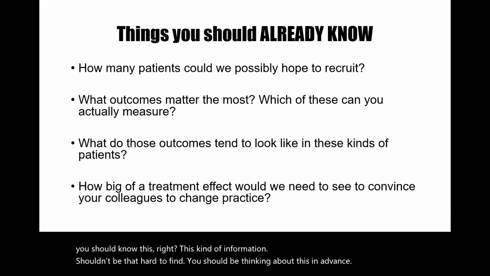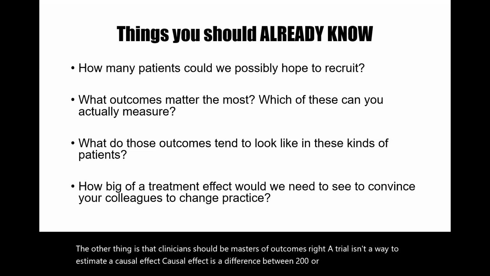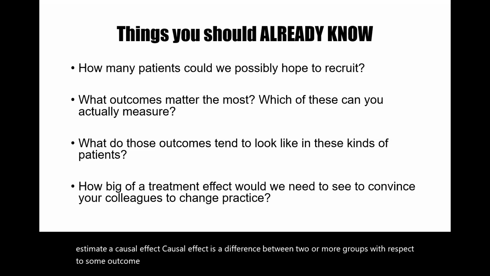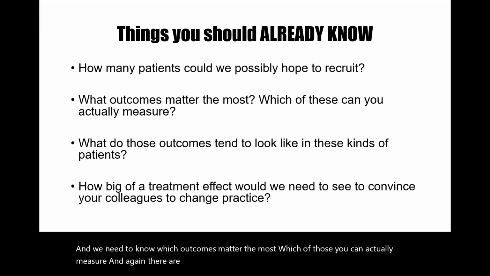The other thing is that clinicians should be masters of outcomes, right? A trial is a way to estimate a causal effect. A causal effect is a difference between two or more groups with respect to some outcome that matters. And we need to know which outcomes matter the most, and which of those you can actually measure. And again, there are some statistical considerations, but it's this question of what matters most to you and, more importantly, to patients that probably needs to be first.